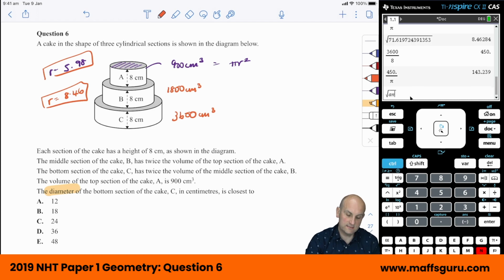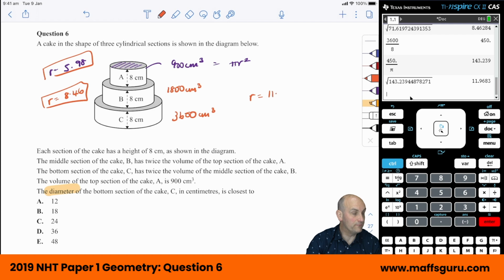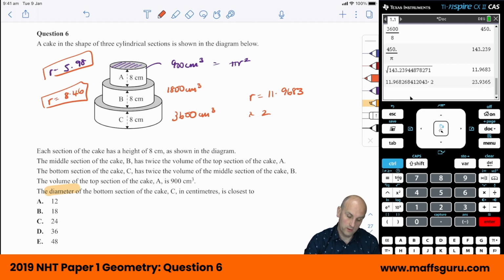And there is my radius. So the radius of that part of the question is 11.9683. I'm going to double that, so let's times that by 2. And that's going to give me 24 centimeters roughly. So question 6, is the answer C? It is C.